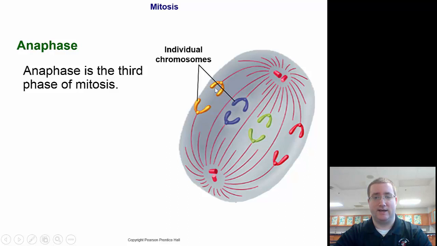So remember, each one of these little halves is identical to each other. So this one's going to go into one new cell, and this guy's going to go into the other new cell for its function.